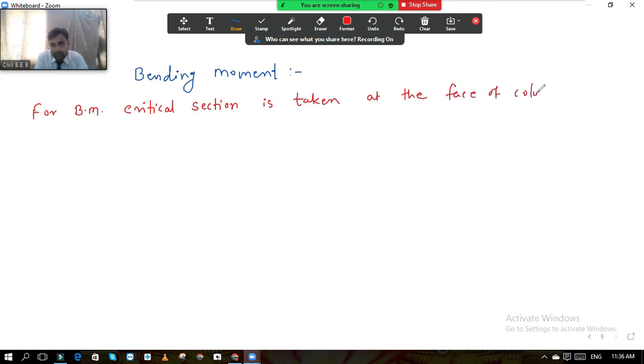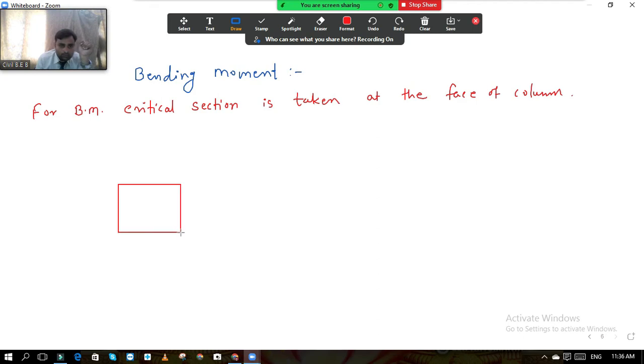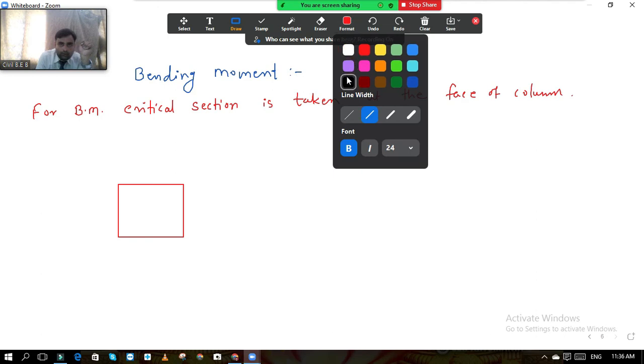So remember these things. For two-way shear, the critical section is taken at d by 2 from all four sides from the face of the column. For one-way shear, we take the critical section at a distance d, vertical strip and horizontal strip, on two sides. And for the bending moment, the critical section is at the face of the column. So we will draw the diagram of this. Let us say this is our column, and now I will draw the footing.